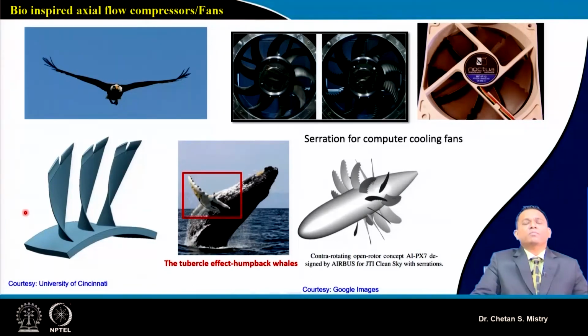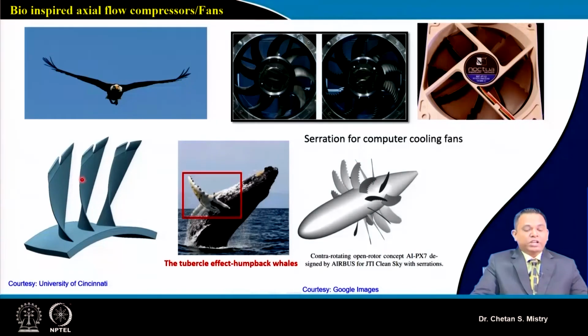There are some more configurations that people are exploring, based on bio-inspired designs for compressor and fan blades. If you look at this eagle, at the tip region, the feathers are arranged in a way that helps them minimize the drag.